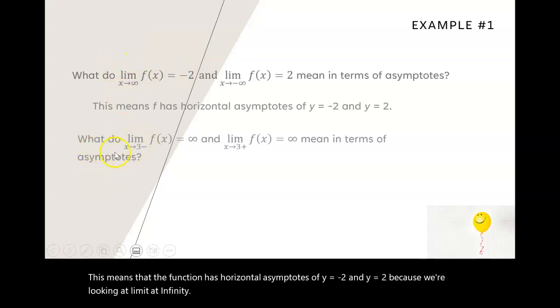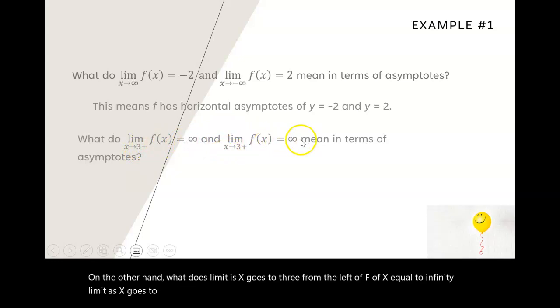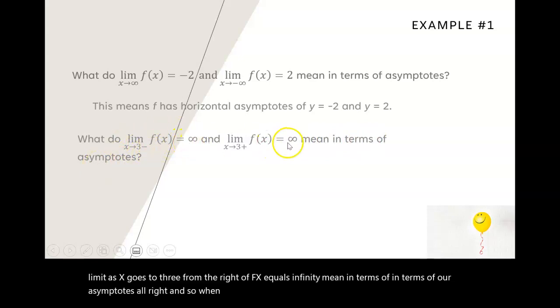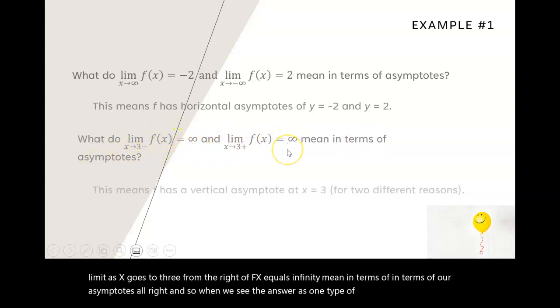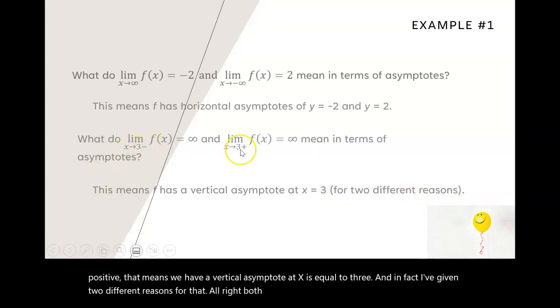On the other hand, what does limit as x goes to 3 from the left of f of x equal to infinity, limit as x goes to 3 from the right of f of x equals infinity mean in terms of our asymptotes? All right, and so when we see the answer as one type of infinity, either negative or positive, that means we have a vertical asymptote at x is equal to 3. And in fact, I've given two different reasons for that. All right, both the left side and the right side limit.